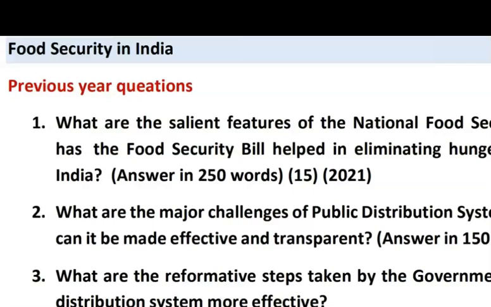But apart from that, the rest of the two questions, where it is asking the major challenges of public distribution system in India and how it can be effective and transparent. Also, what are the reformative steps taken by the government to make food grain distribution system more effective? So, more or less, both the questions are same, but these two are in two different years, and both are asking about how to make it effective and more transparent.